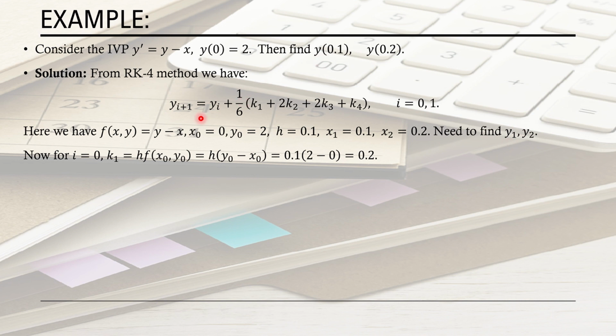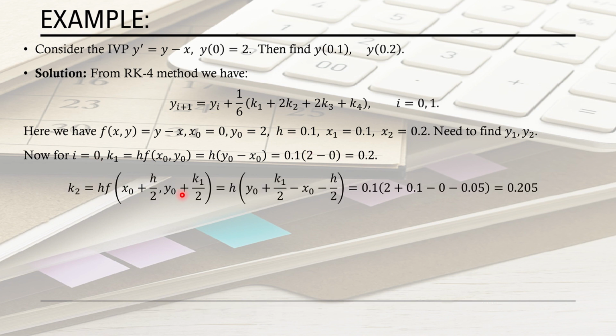Okay, so to find y1, we need to choose i equal to 0. So for i equal to 0, we'll be finding k1. So k1 will become h f of x naught y naught. Keeping in mind that our f of x y is y minus x, we'll have h times y naught minus x naught. Now h is 0.1 and y naught is 2, so you can simply put 0.1 times 2 minus 0, that is 0.2. So k1 is 0.2.